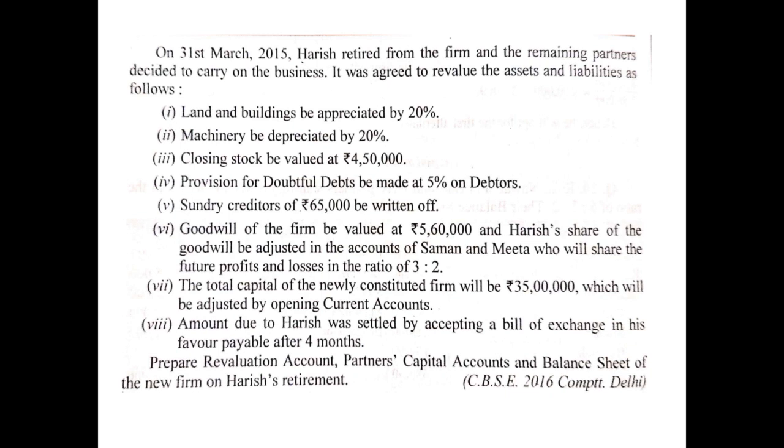Then amount due to Harish was settled by accepting a bill of exchange in his favor, payable after 4 months. That means whatever amount is due to Harish will neither be paid in cash nor transferred to his loan account. Rather, a bill of exchange, that is a bills payable, will be drawn in his name. So it will give rise to a liability.